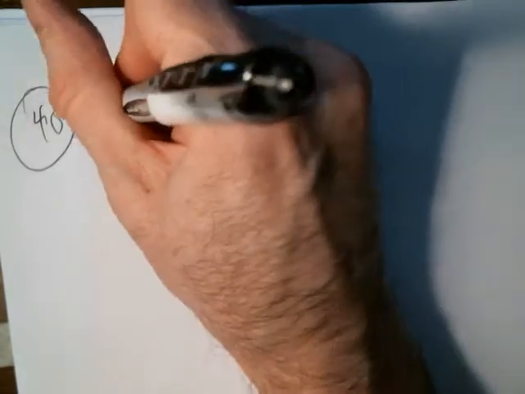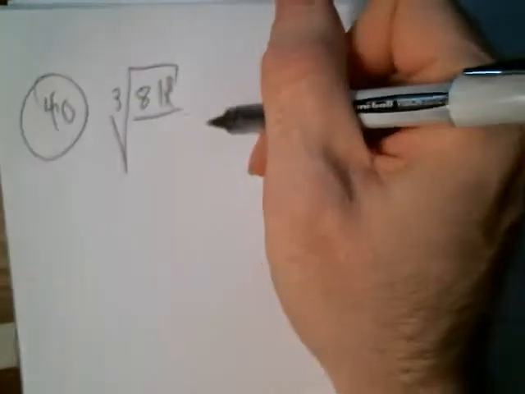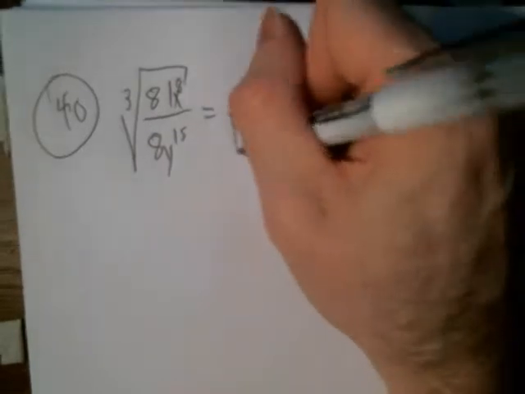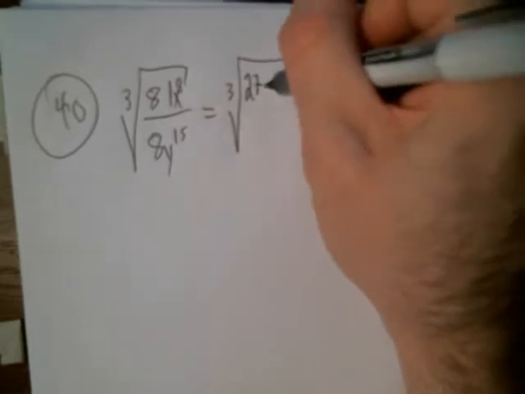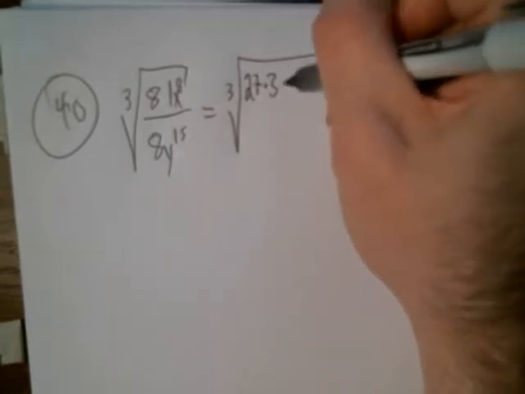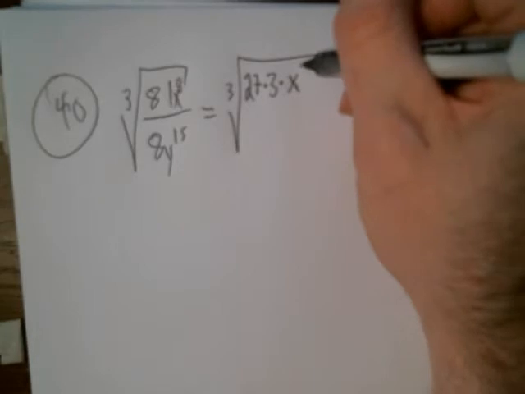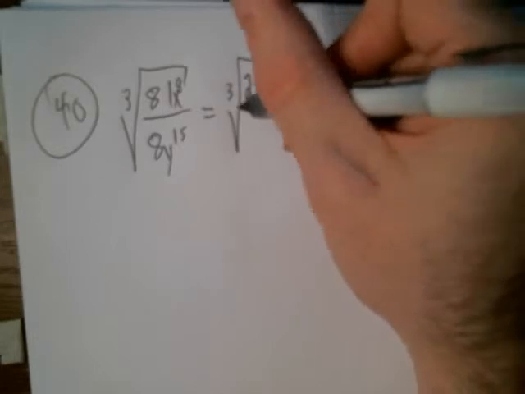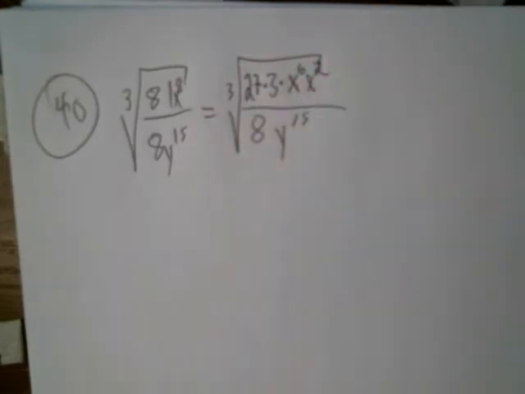So anyways, 40, we have the cube root of 81x to the 8th, all over 8y to the 15th. Okay. So I can kind of start thinking about marching out perfect cubes. 81 is 27 times 3, and then times, I need some exponent divisible by 3, the largest one possible. So x to the 6 times x to the 2. Okay. And all over 8y to the 15th. So those are all perfect cubes there.